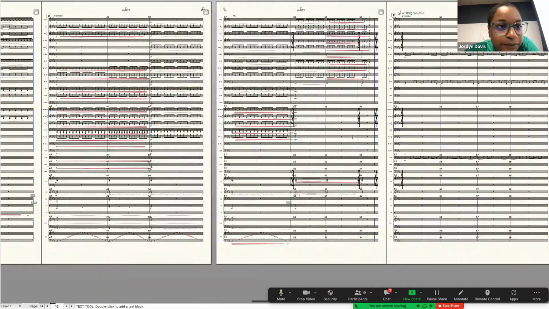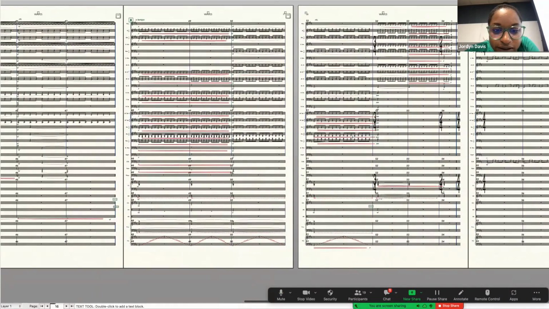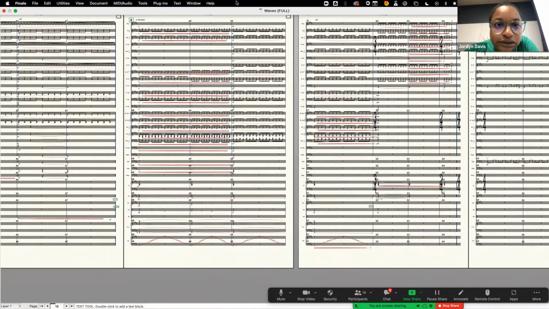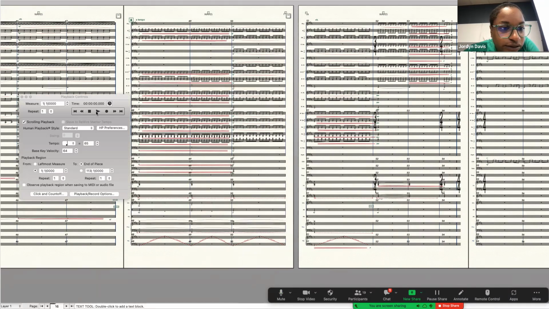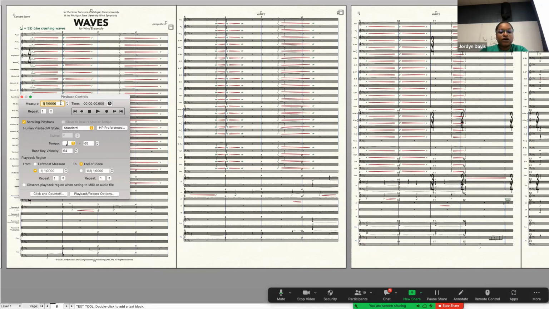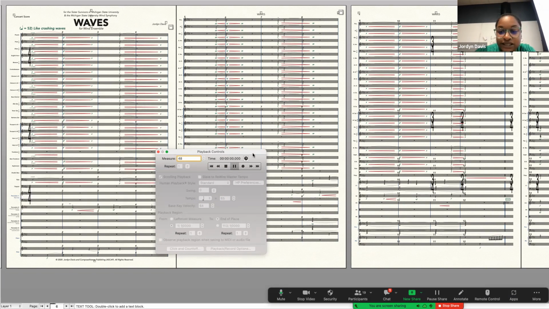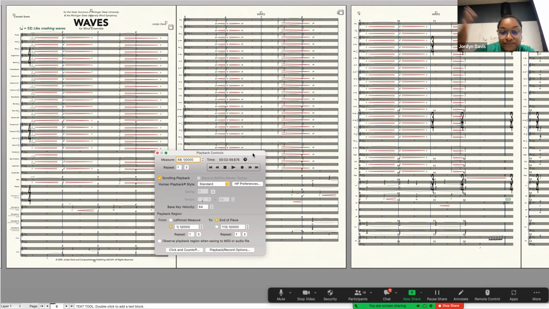Let's see. We'll start at E. E is, and I'm not exactly sure if you can even really see the score super well, just because it is so big, but here we are.